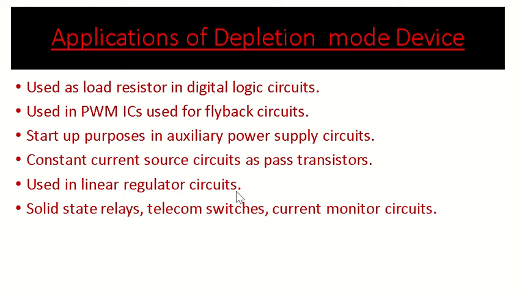Okay, next is solid state relays. Relays are nothing but switches, we can say. Solid state switches, telecom switches, and current monitor circuits are also available. How can it be used in current monitor circuits? Because this depletion mode device, as I said, will normally be in the on state. Normally in the on state means there is a current flow without application of gate to source voltage. That means in a circuit, to monitor whether current is passing or not, we can definitely make use of this depletion mode device, to understand what the current status in the circuitry is. So this is all about the depletion mode device.